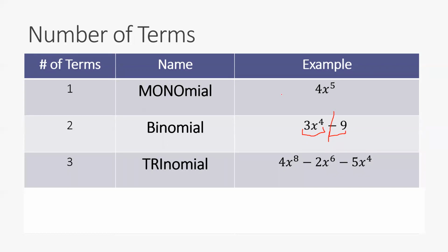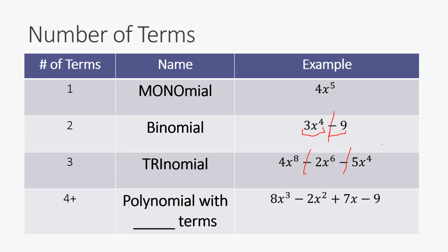Okay, when I look at three terms, I've separated here and here. It's called a trinomial. Like tricycle is a bike with three wheels. Trinomial is a polynomial with three terms. All right, and finally, if you get over four terms, we call it a polynomial with blank terms. So if it is four terms, polynomial with four terms. If it has five terms, it's a polynomial with five terms. So here you can see I've got my four different terms here. So I would say this is a third degree polynomial with four terms.